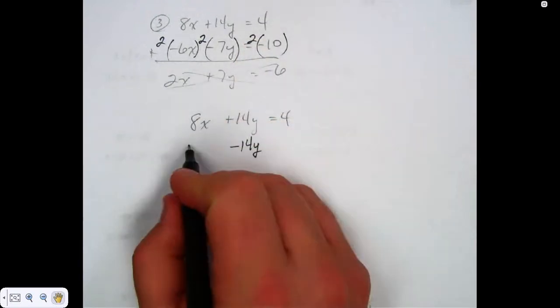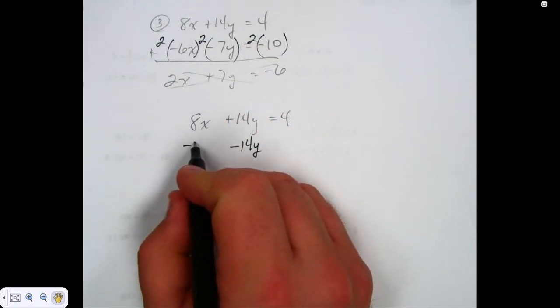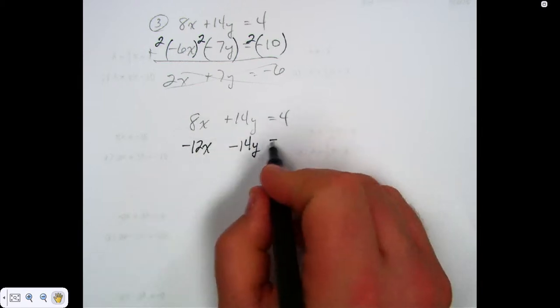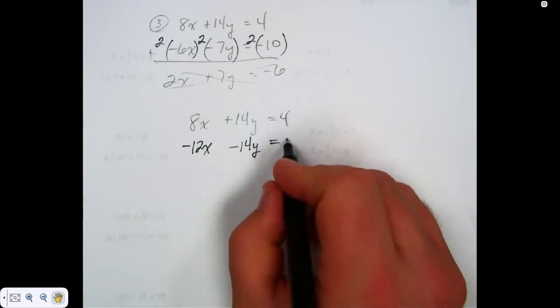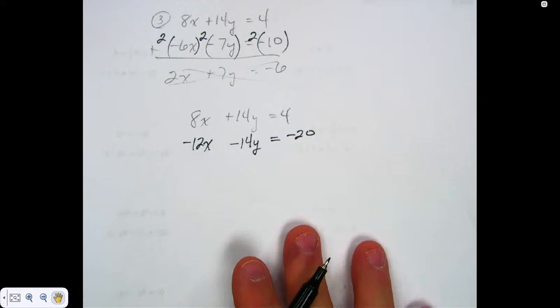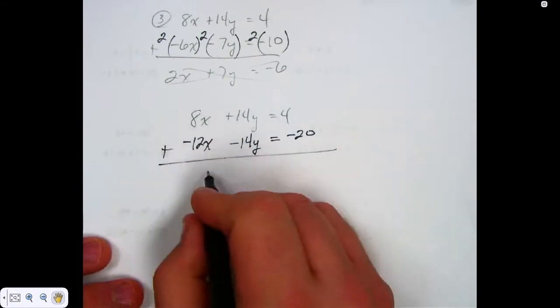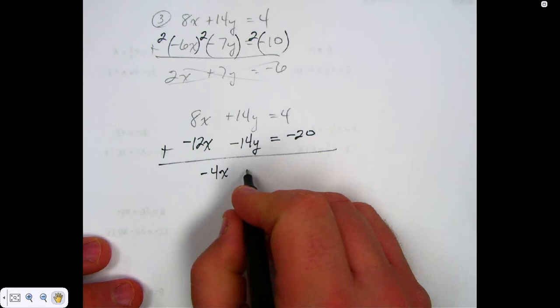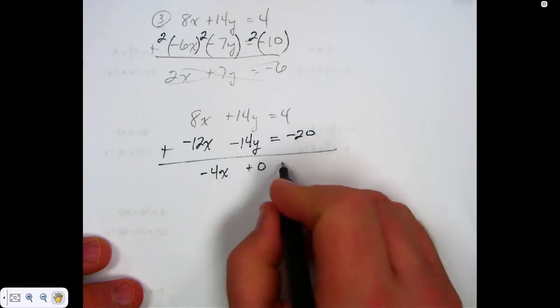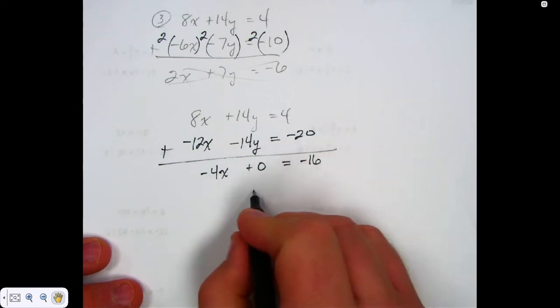So this becomes a what? Can you guys tell me? Equal to, what does this become? Does everybody see that? Now when I add them together, what happens? I get negative 4x plus what? 0 is equal to a negative 16. Is that what I want?